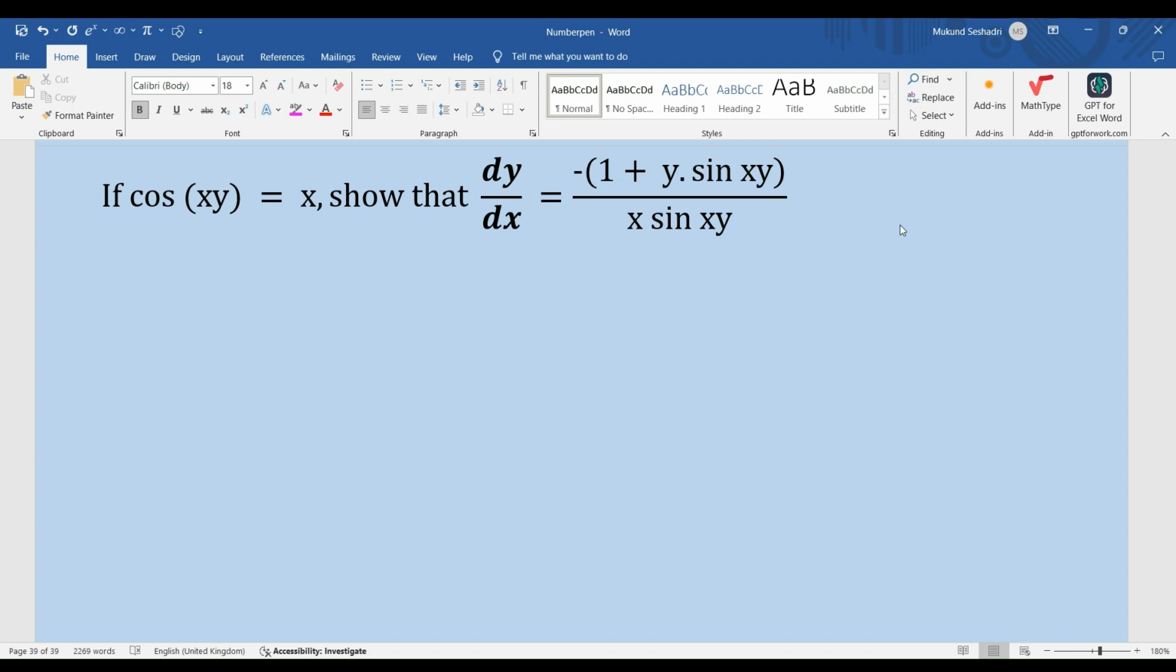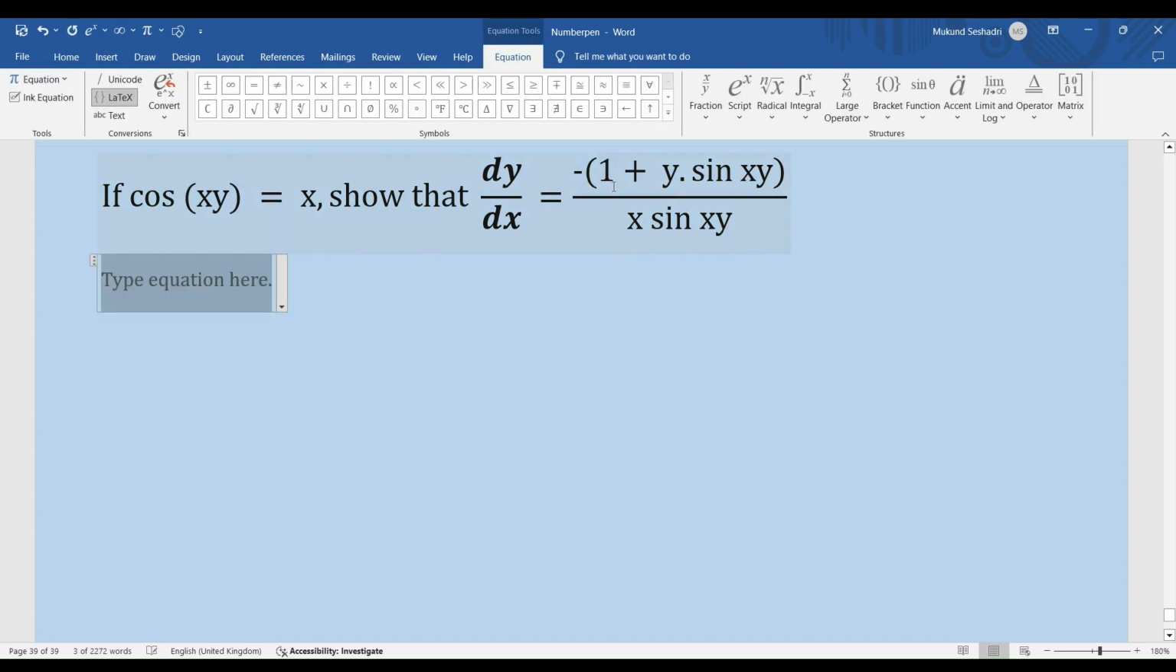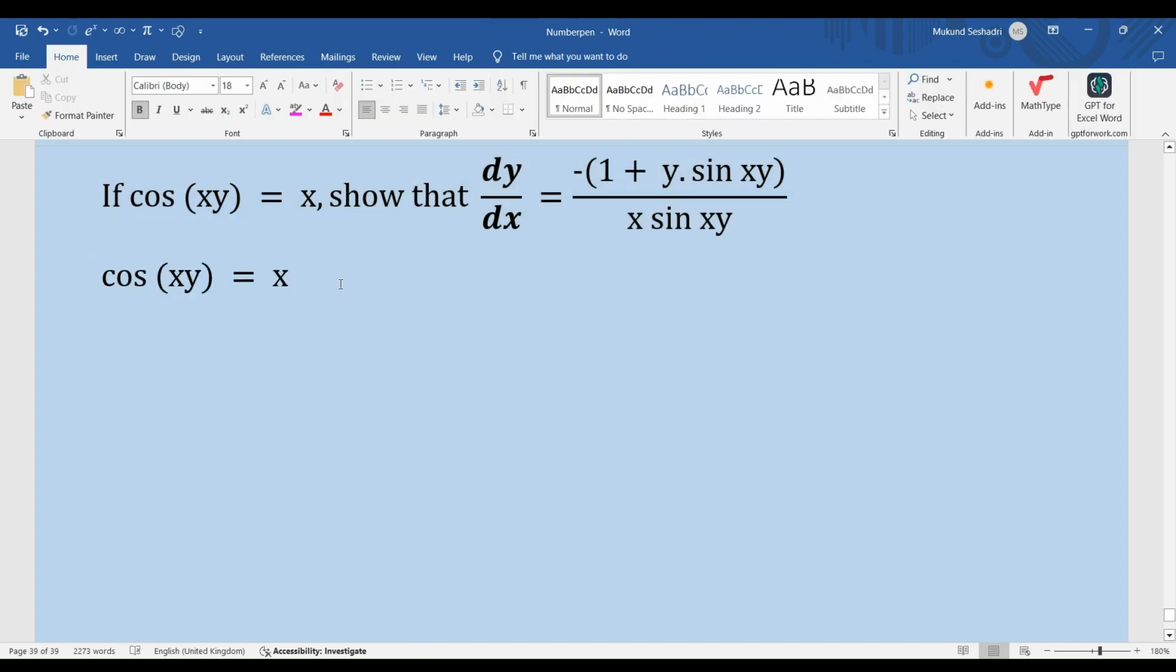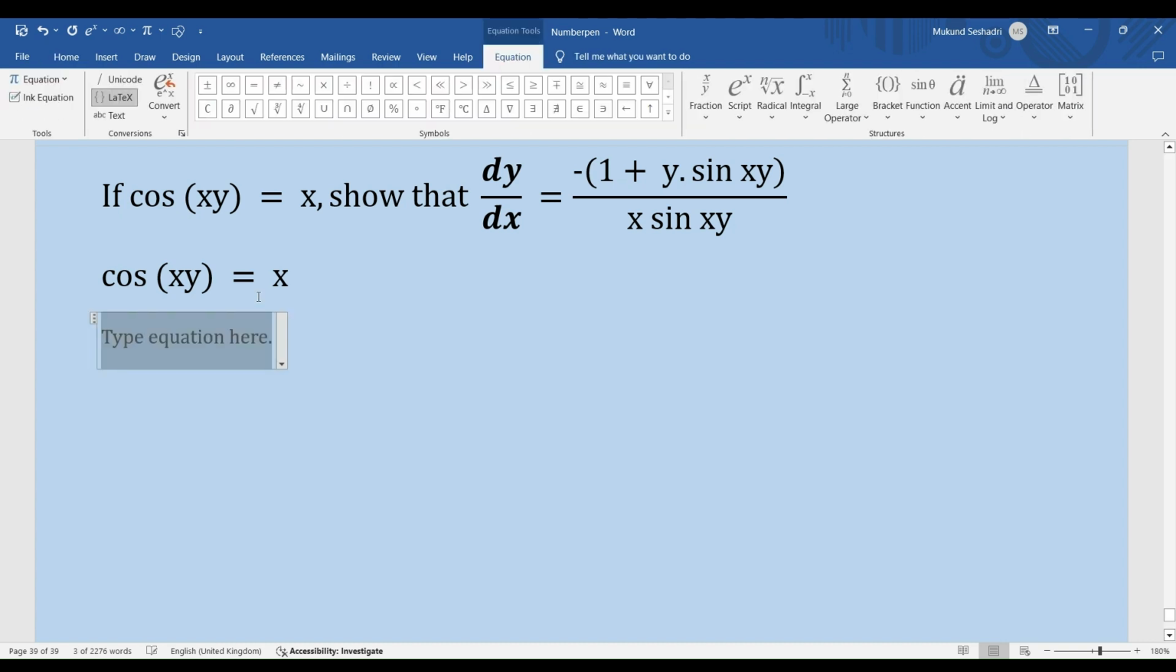So let me write down the expression that's been given to us to solve this problem. My cos of xy equals x, right? And again, like we did in our previous problems, my outer function on the LHS is cos, right? So I start off with differentiating my cos with respect to the inner function. My inner function is nothing but xy. So my xy remains as it is.